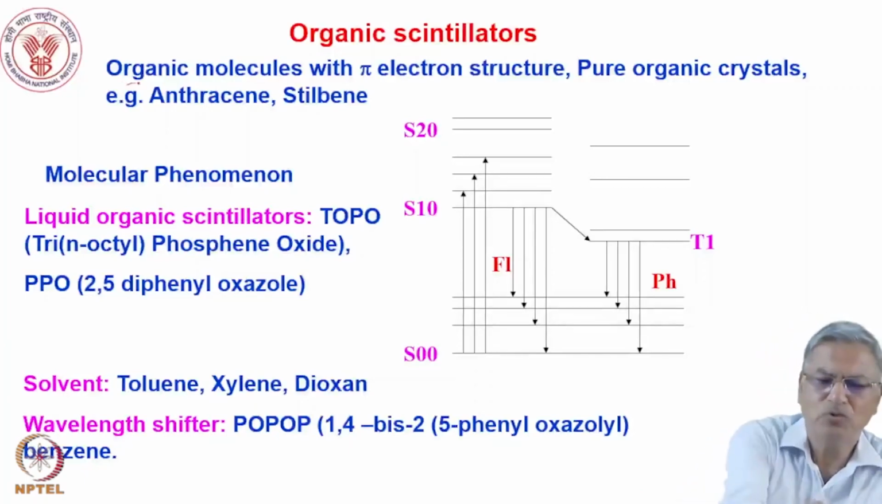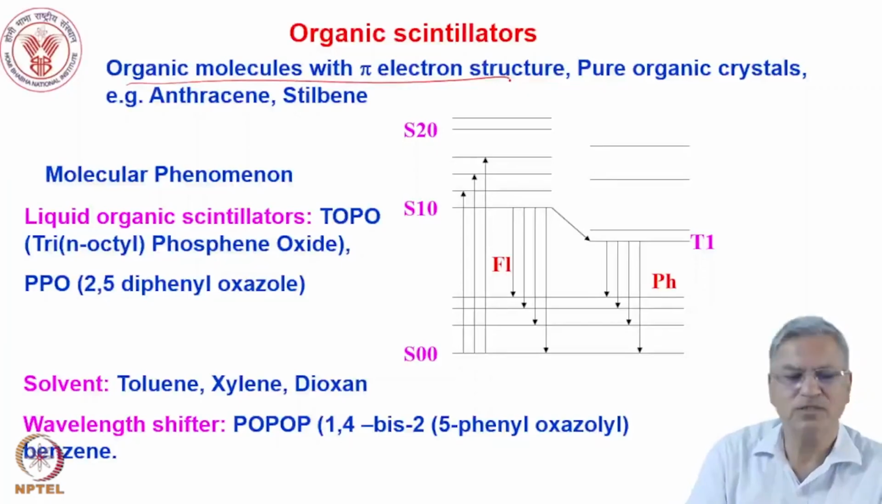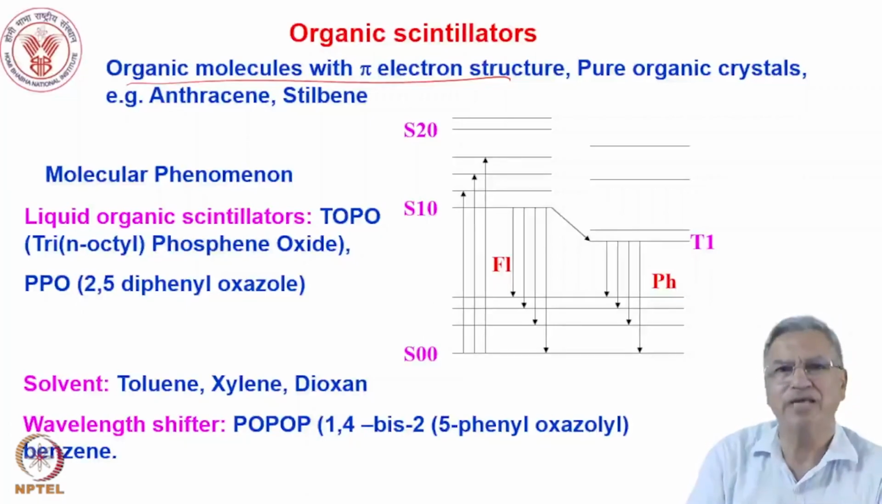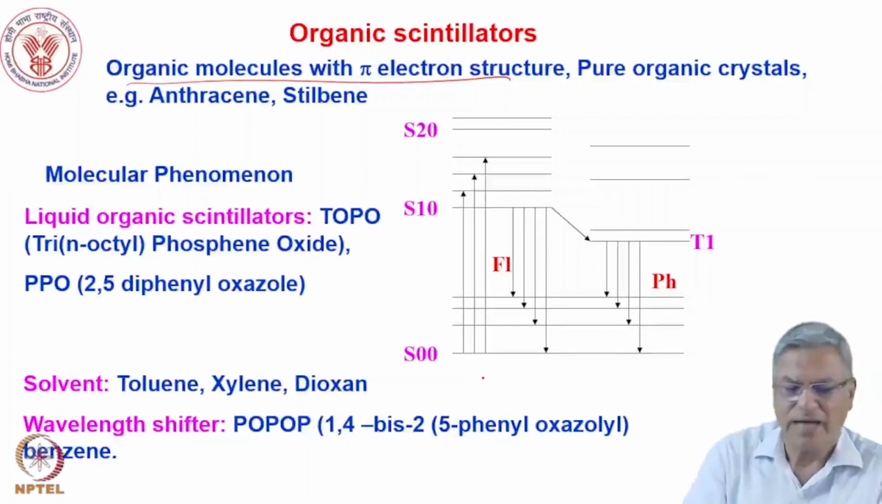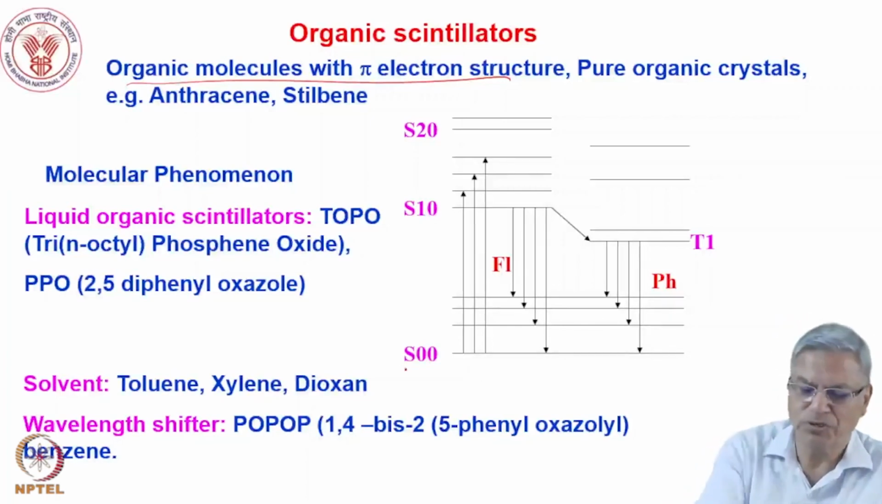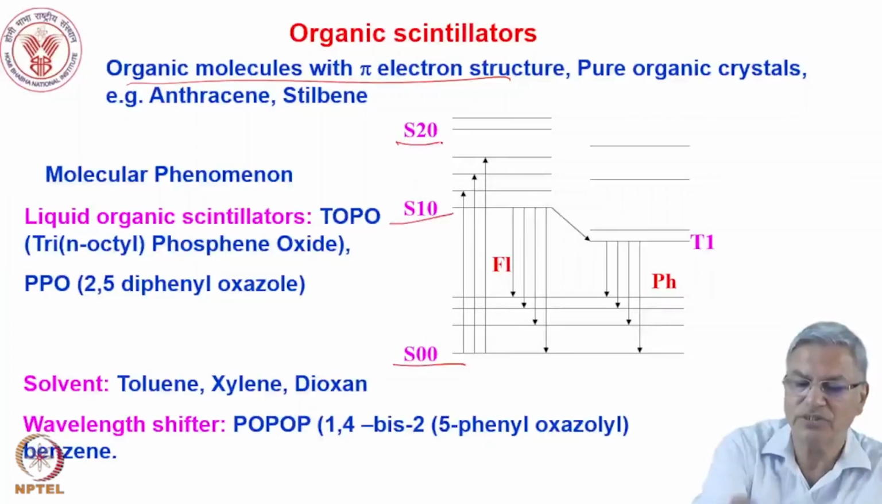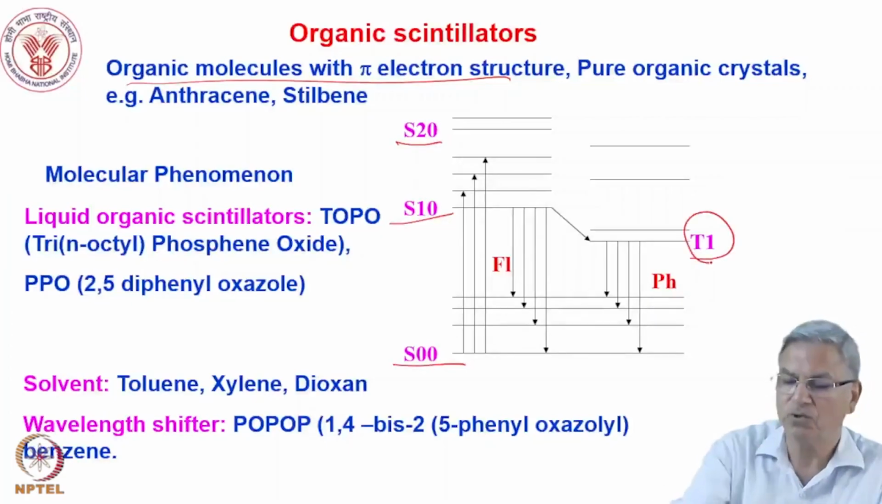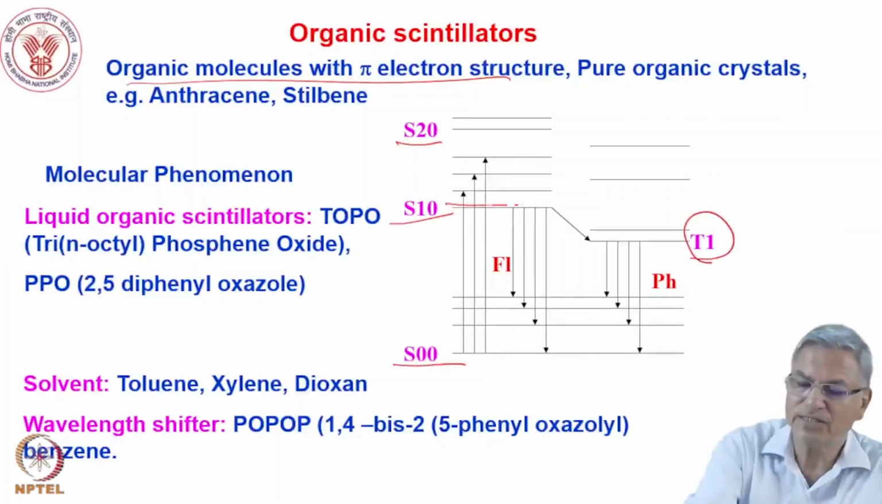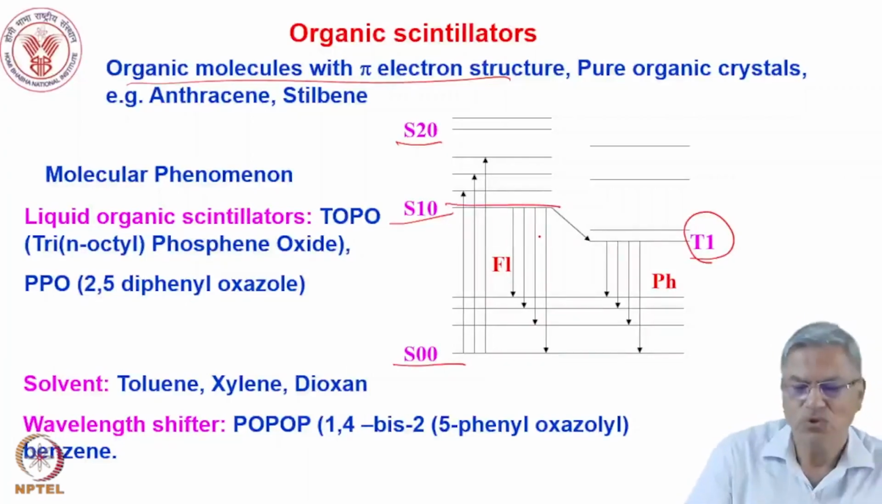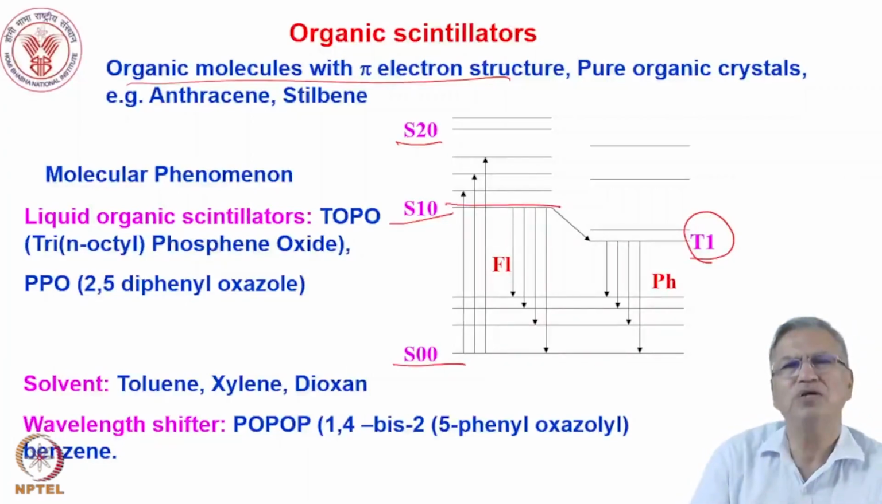So organic molecules with pi electron structure, like pure organic crystals, anthracene, stilbene, and so on. So each molecule, when the radiation ionizes it, you can excite the molecule, and the excited molecule can lead to fluorescence. This is the typical diagram for a fluorescing molecule: the singlet ground state, excited states. You can also have the triplet state, which will undergo phosphorescence, and the singlet excited state will undergo fluorescence. So there are several molecules which will undergo fluorescence when they are ionized or excited.